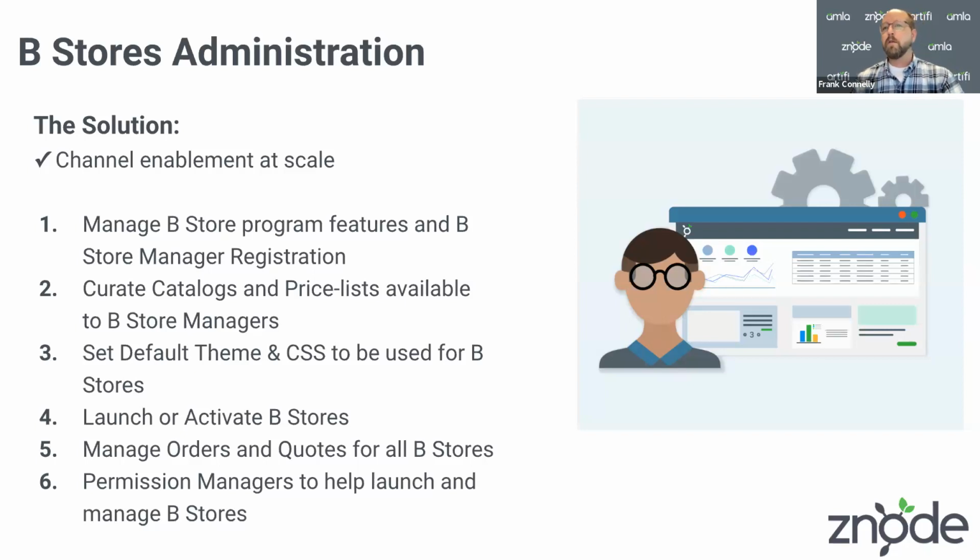Again, all of the orders that are being generated by these B stores still all go into that centralized location within Znode. So the manufacturers still have access to all the quotes and orders through the admin console. And then, like I mentioned, they can permission additional managers or B store owners to help launch and manage those B stores.